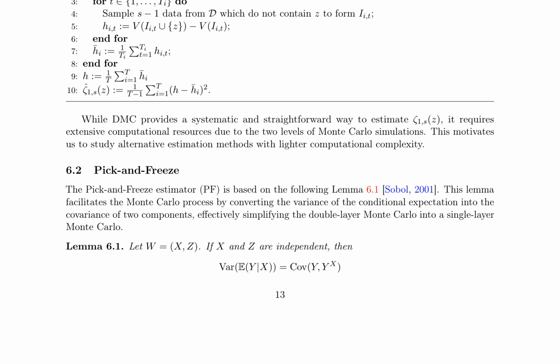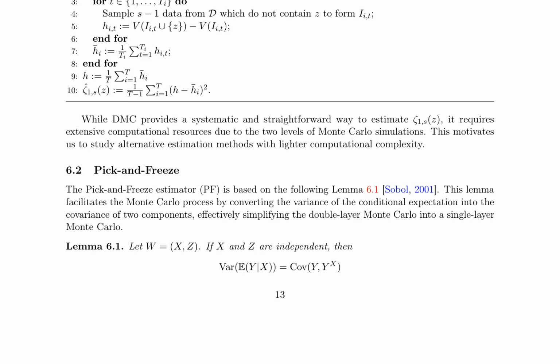However, the double Monte Carlo method requires extensive computational resources due to the two levels of Monte Carlo simulations. This motivates the exploration of alternative estimation methods with lighter computational complexity. The pick and freeze estimator is introduced as an alternative approach, based on Lemma 6.1 from Sobol, 2001. This lemma facilitates the Monte Carlo process by converting the variance of the conditional expectation into the covariance of two components, effectively simplifying the double-layer Monte Carlo into a single-layer Monte Carlo.